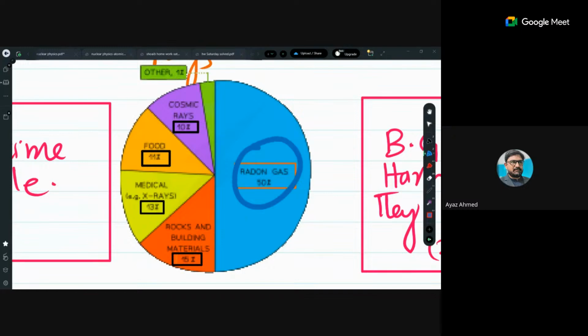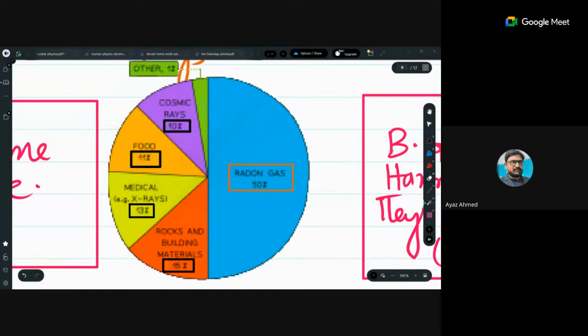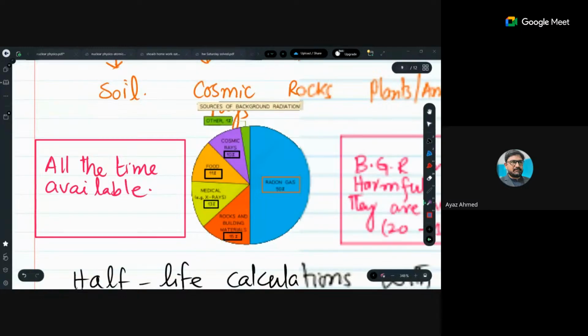One of them is radon gas. You cannot avoid radon gas because it is there in your atmosphere, and almost 50% of the background radiations are contributed by radon gas. Then we have some rocks and buildings in our surroundings. In rocks and buildings there are many elements, included in the formation of the rock. These elements are radioactive. They provide some sort of radiations.